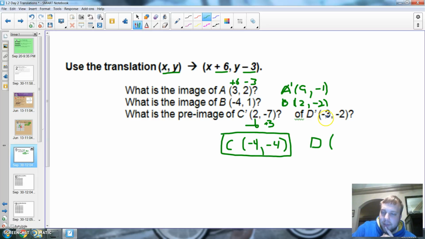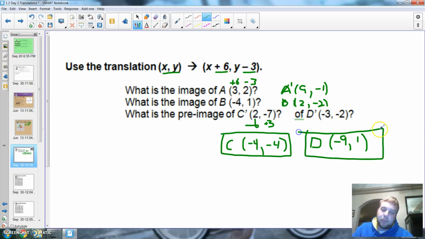All right, let's try D here. And let's see. Minus 6 from negative 3, that's negative 9. And if I add 3, that's 1. Let's see. All right, so let's add 6 to negative 9. Does that give me negative 3? Yep. That's minus 3 from negative 1, or from 1, does that give me negative 2? Yep. So those are the pre-image. You guys getting the hang of it?